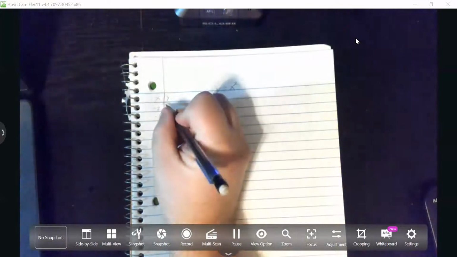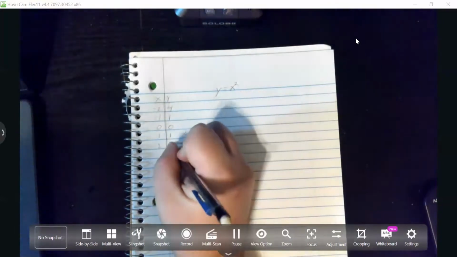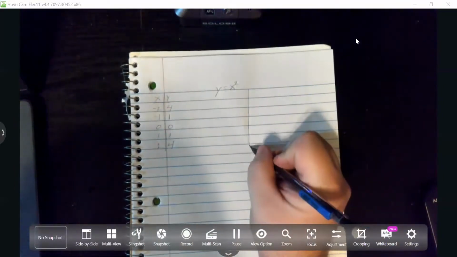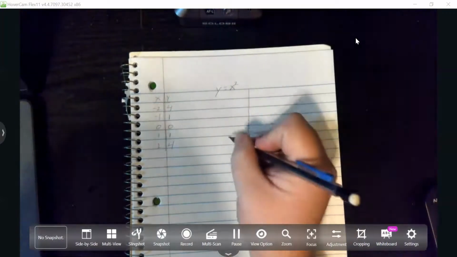If I go through and make my basic t-chart for x and y values, then we'll be able to see some basics of what this is going to look like. So if I plug in -2, squared is 4, -1 squared is 1, 0 squared is 0, 1 is 1, and 2 is 4. When I go to graph this, what we're going to see is a fairly distinct, almost U shape.